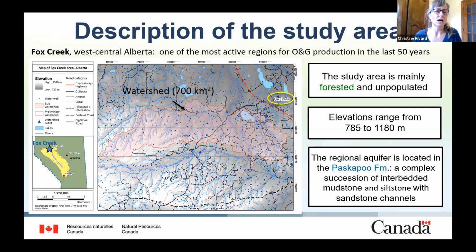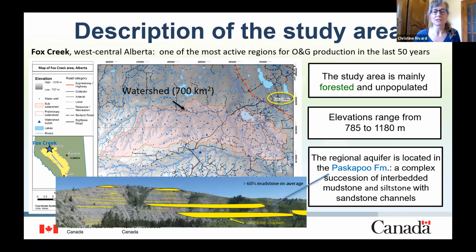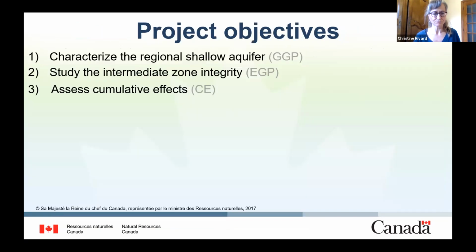Fox Creek was selected because it has been one of the most active regions for oil and gas production in Canada over the last 50 years, and it has experienced some of the largest induced seismic events in the country related to hydraulic fracturing. The regional bedrock aquifer is located in the Pascapoo Formation. It is a non-marine unit that corresponds to a complex succession of interbedded mudstone and siltstone with sandstone channels that you can see in yellow. The Pascapoo Formation is the most important groundwater supply in the province.